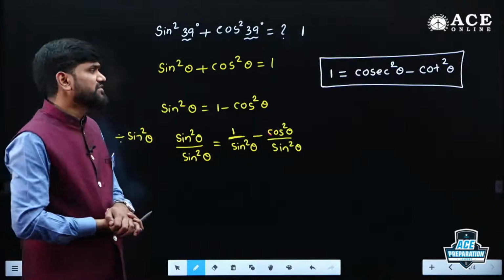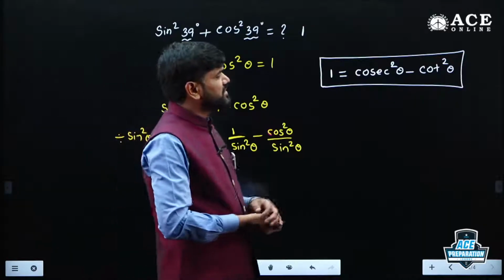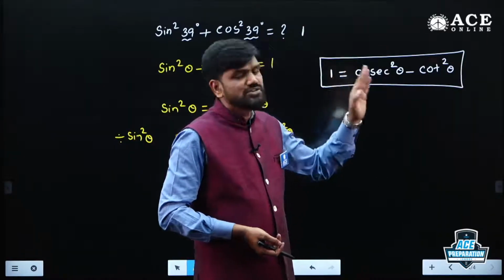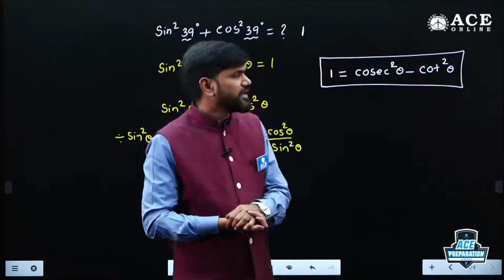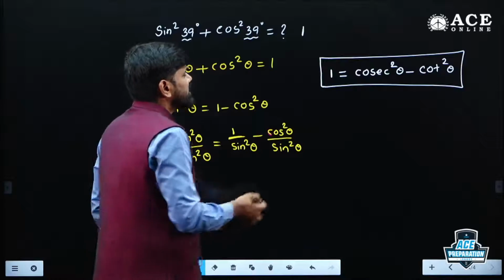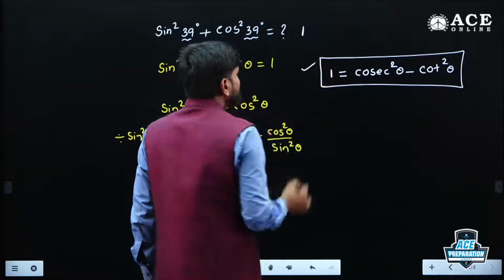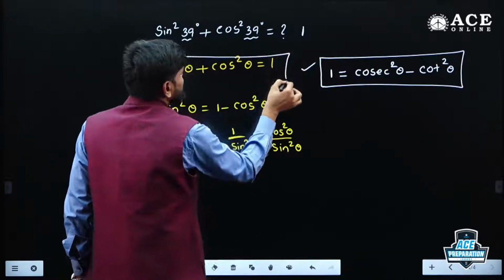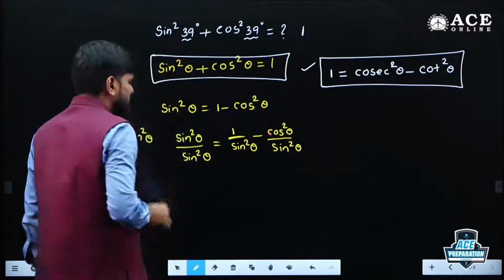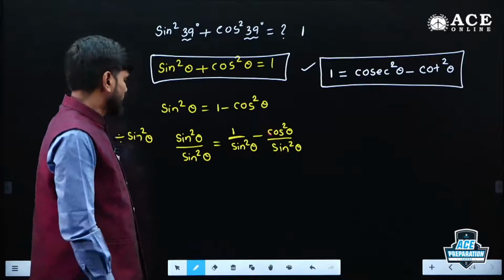We can also write this as cosecant square theta is equal to 1 plus cot square theta. That is how we can write it if required, right. So this is the second identity. So the first one we have learnt is what? Sin square theta plus cos square theta is equal to 1.